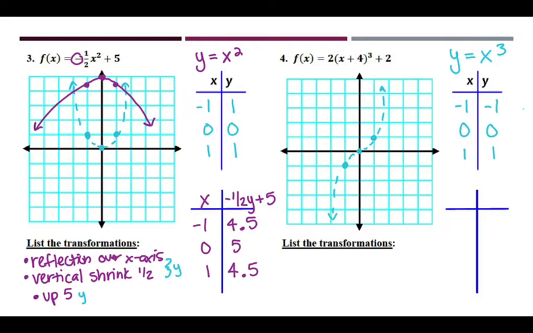Okay, let's see what our transformations are. I have a stretch of 2, that's the number in the very front. So a vertical stretch of 2.